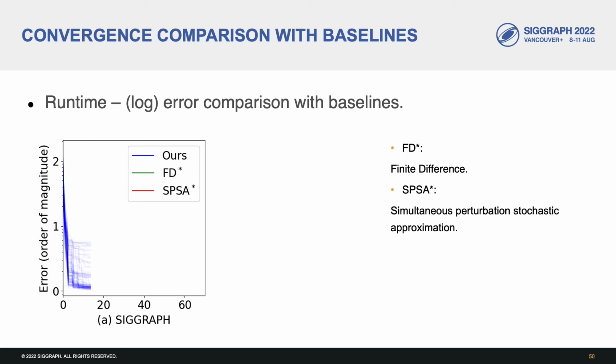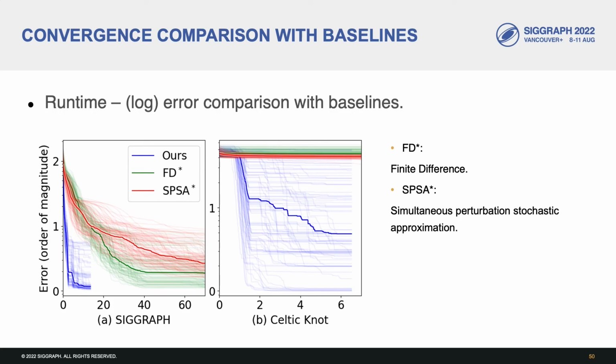This is the error runtime plot for all 100 random restarts. The thicker plot represents the median of all restarts. Finite difference can also converge, but it's much slower because its gradient evaluation scales with the number of parameters. The SPSA baseline has even worse convergence. For a more challenging example, the Celtic knot, only ours can converge, and both baselines are unable to find a reasonable minimum.